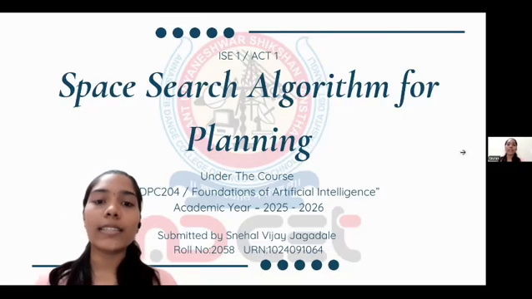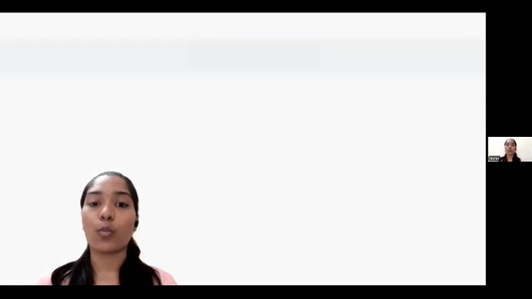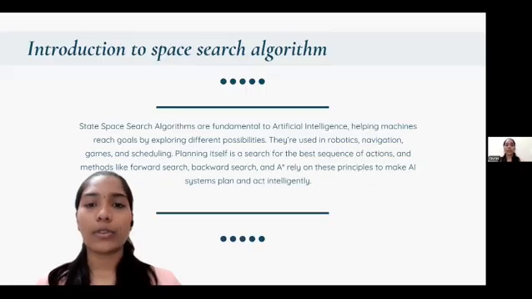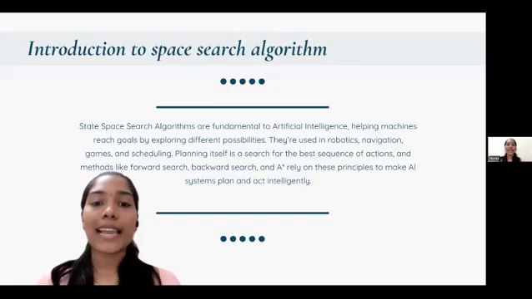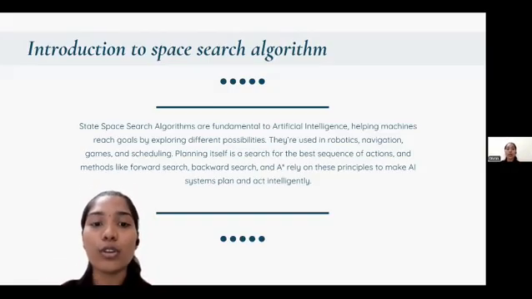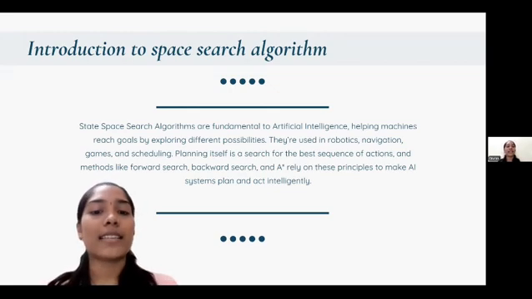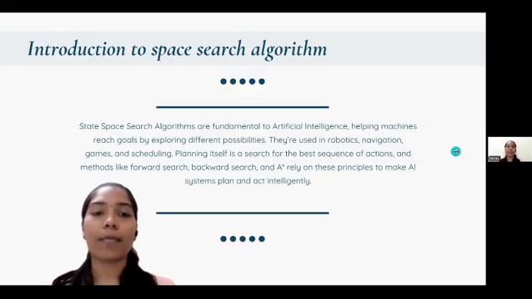In simple words, it's about how a computer or a robot thinks about all the possible ways to reach a goal, and then finds the best one. It's like when we plan how to go from our home to college, we think of different routes and pick the best one. That's exactly what state space search does for machines.